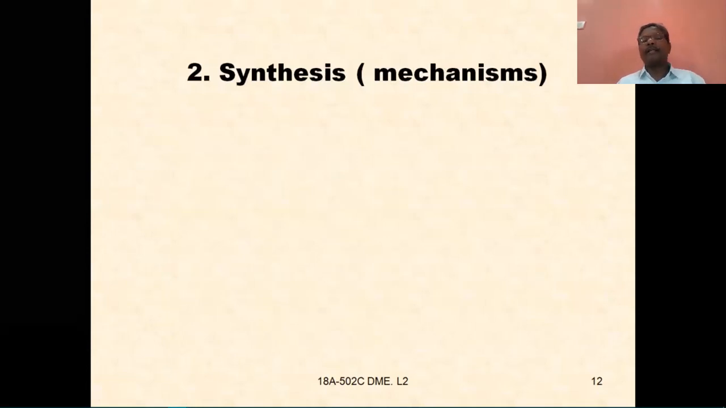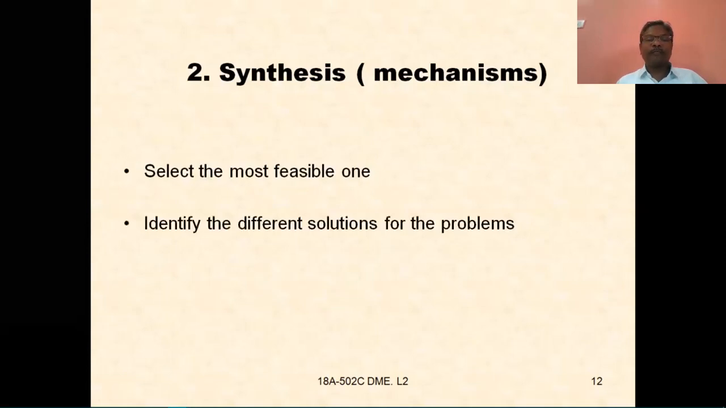That means study of the mechanisms, different mechanisms, as we have seen in the previous example. There are four mechanisms. That means we synthesized, we have analyzed. Synthesis means analysis of mechanisms. So in the previous problem, to have the vertical reciprocating motion of a table, there are four mechanisms. So select the most suitable and feasible one. In the previous case, we have seen there are four solutions for that motion and four mechanisms. Among those four mechanisms, we have to select the most feasible one and identify different solutions for that problem.